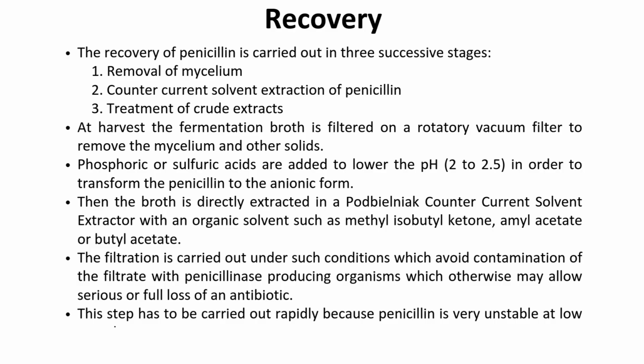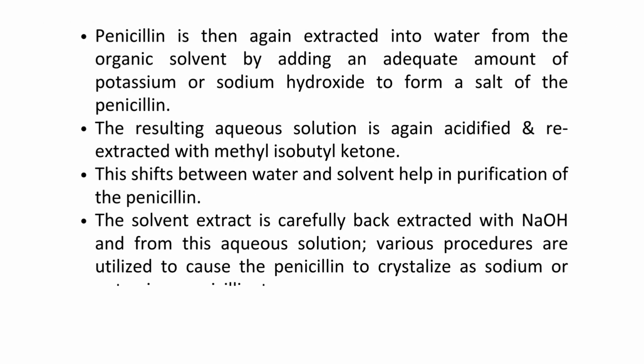Filtration must be done carefully to avoid contamination with penicillinase-producing organisms, which could destroy the antibiotic. This step must be rapid because penicillin is very unstable at low pH values. Penicillin is then extracted back into water from the organic solvent by adding potassium or sodium hydroxide to form a salt. The resulting aqueous solution is acidified again and re-extracted with methyl isobutyl ketone. These shifts between water and solvent help purify the penicillin.